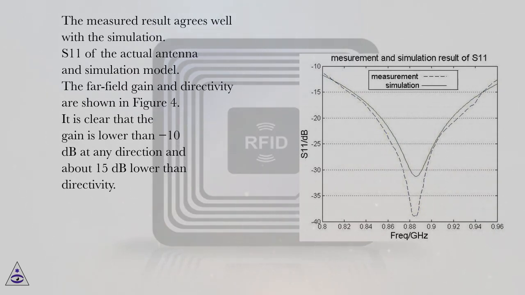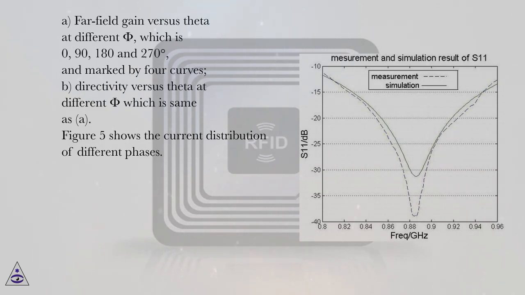The far-field gain and directivity are shown in Figure 4. It is clear that the gain is lower than -10 dB in any direction and about 15 dB lower than directivity. A. Far-field gain versus theta at different phi, which is 0, 90, 180 and 270 degrees, and marked by 4 curves. B. Directivity versus theta at different phi, which is the same as A.